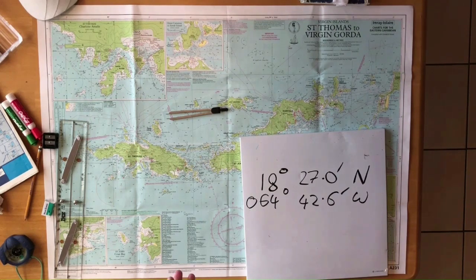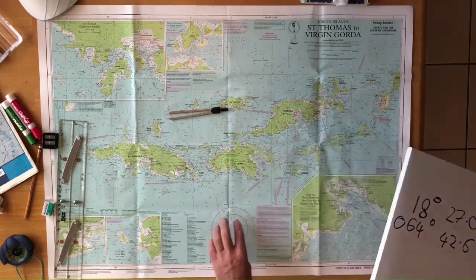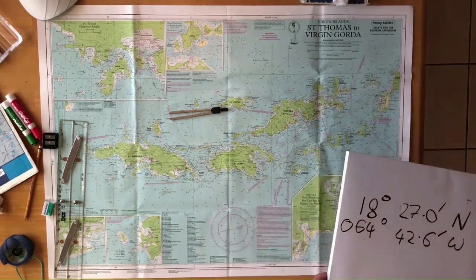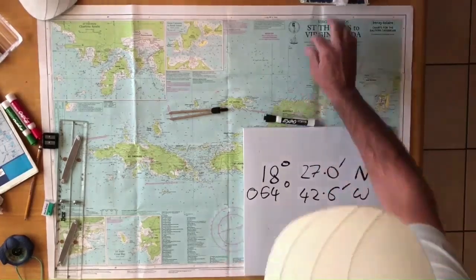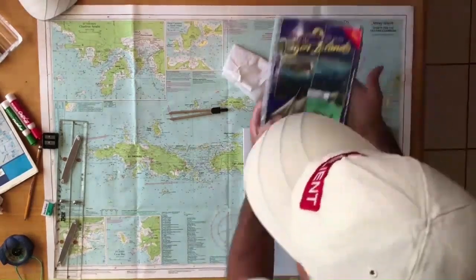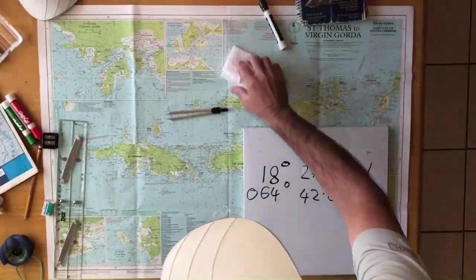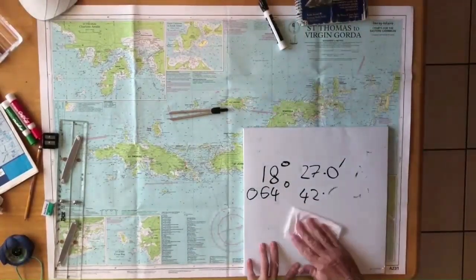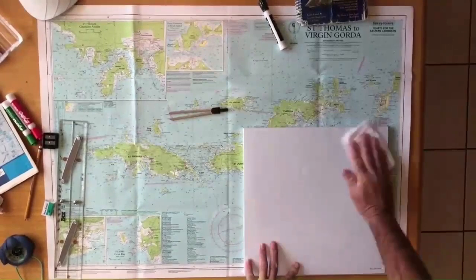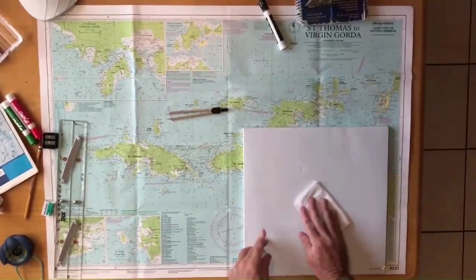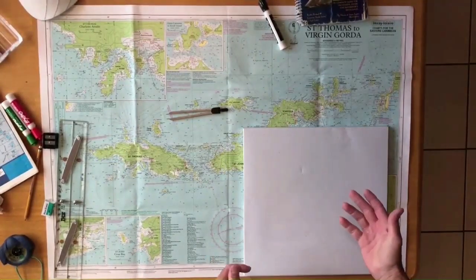Okay, so we've talked about distance, we've talked about the charts, we've talked about bearings, we've talked about latitude and longitude, the importance of using the inner circle on the compass rose, and we've touched on cruising guides. So what I want to do now is move into some of the plotting techniques that we're going to be using to establish where we are and where we're going using the charts.